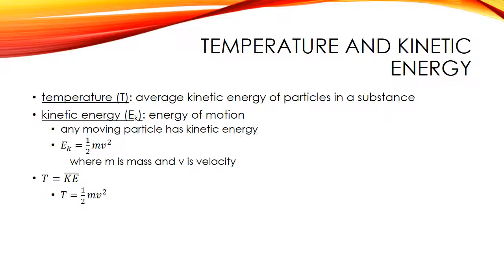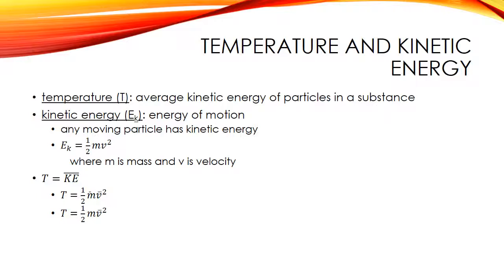Or in other words, we could say the temperature of a substance is equal to 1/2 the average mass of its particles times the average velocity squared of its particles, because kinetic energy is 1/2 mv squared. So average kinetic energy would just be 1/2 the average mass times the average square of the velocity.